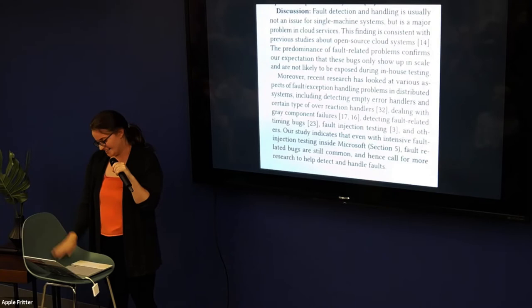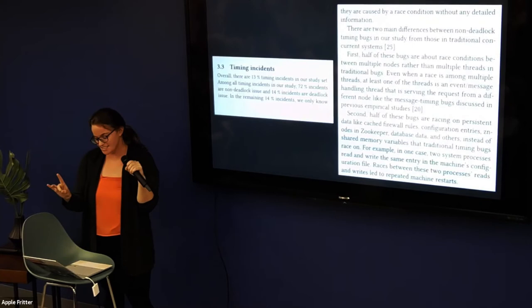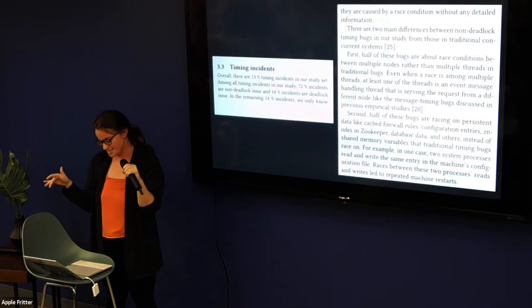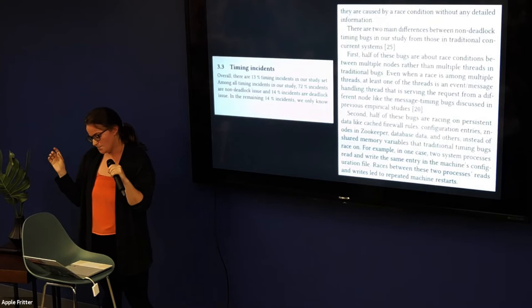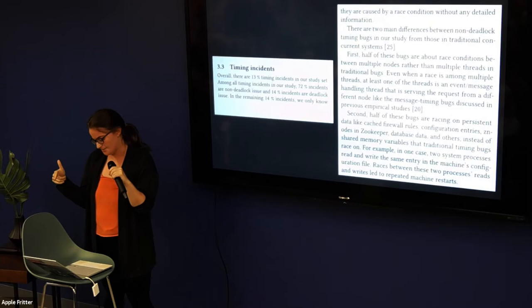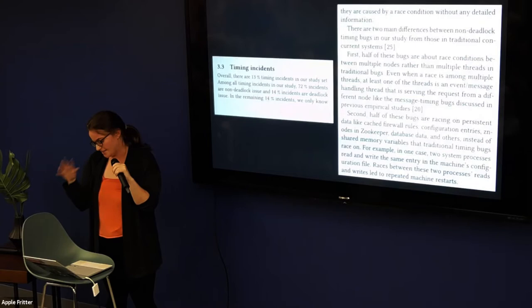Timing incidents. 13% of the bugs were timing incidents, and 14% of those are a deadlock issue, which is pretty interesting. They also looked at race conditions, and when it comes to distributed data stores like Zookeeper or a database, you can get into a lot of these bugs. That happened to be half of the actual timing incidents that they found. And it happens between nodes versus on a single machine, so it's really hard to reproduce a lot of these on a single machine. It's more of a distributed systems problem.